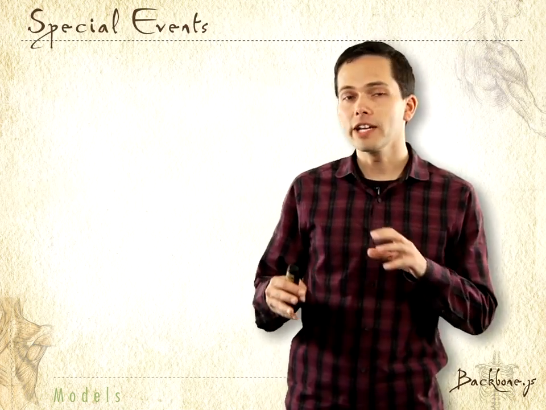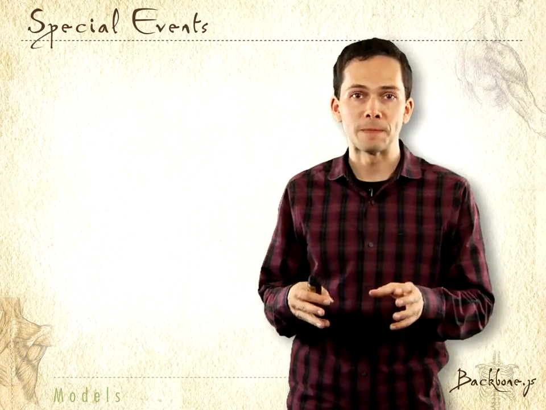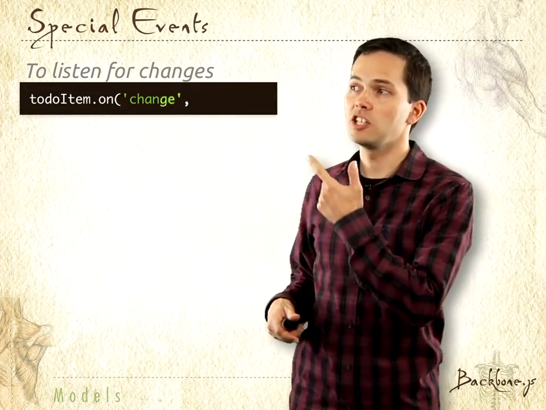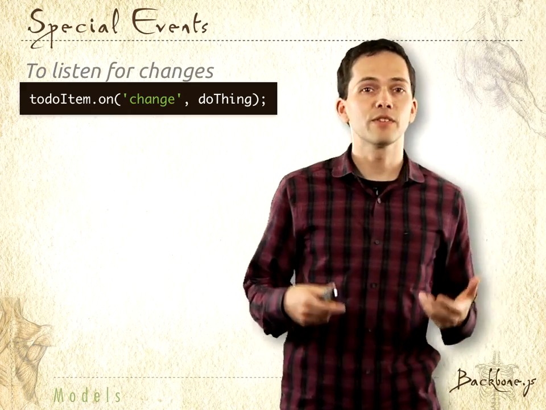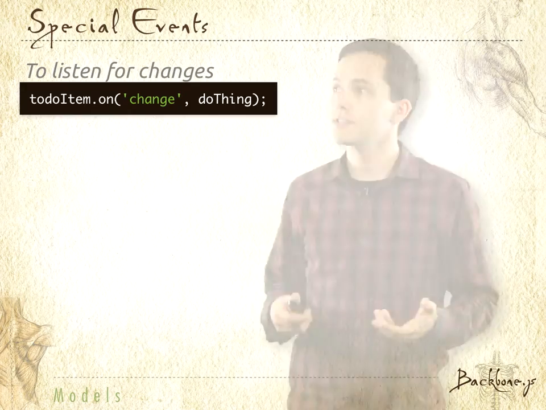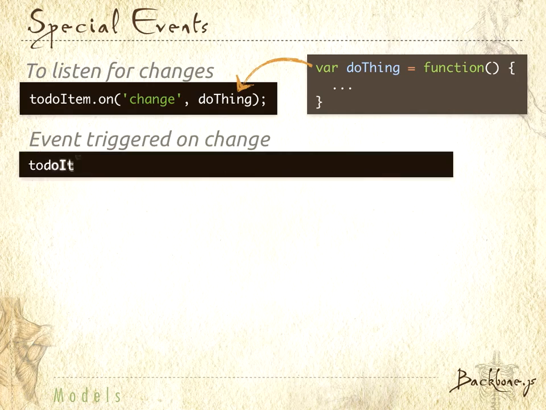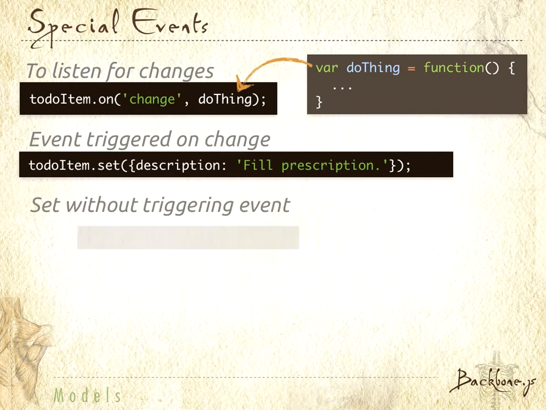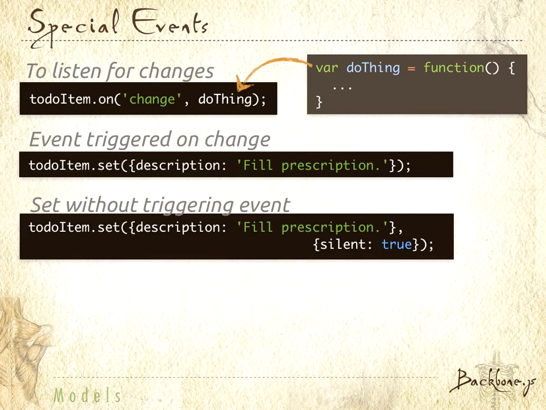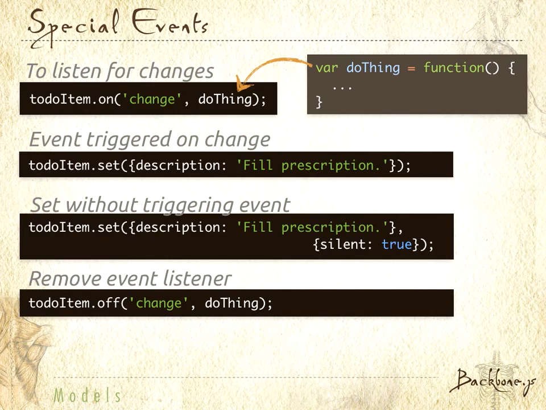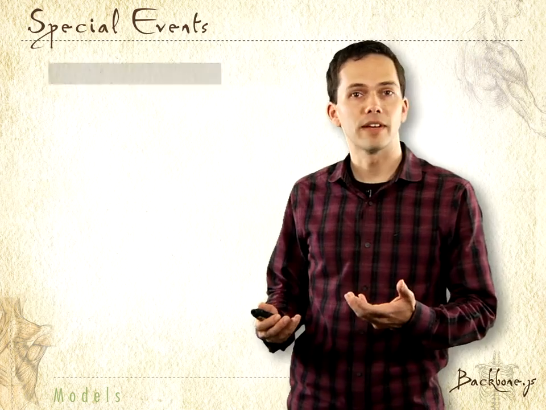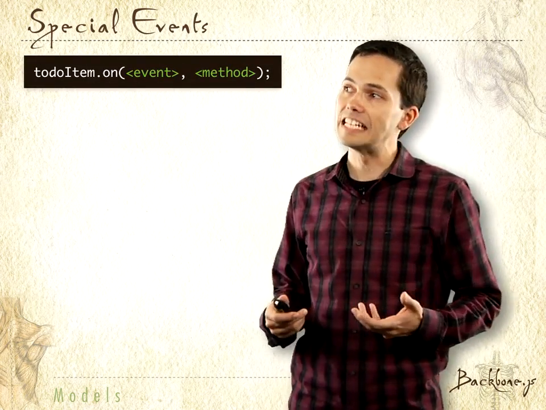Now, Backbone models already come with some special events that will get triggered on their own. The most common one you're going to see is the change event. So here we're saying, listen for some changes to our model, and when that happens, call the doThing function. Our doThing function might be declared elsewhere, and you can see it just gets called here. If we called set on our to-do item and we changed an attribute, this would automatically get triggered. If we wanted to set the attribute without triggering the event, we could send in the silent parameter like so. And if we want to remove the event listener, we can just call off instead of on. To listen for an event, we call the on function and send in an event and a method.